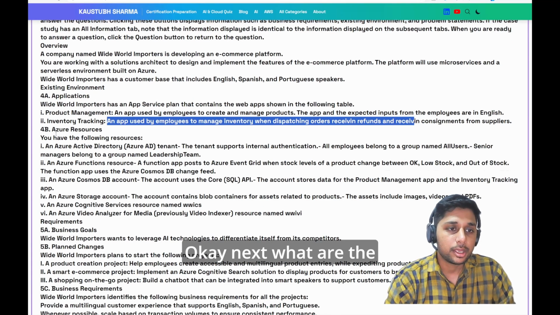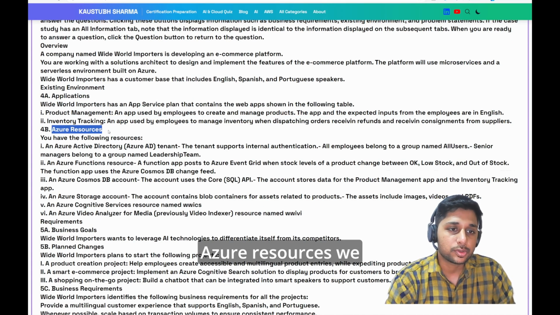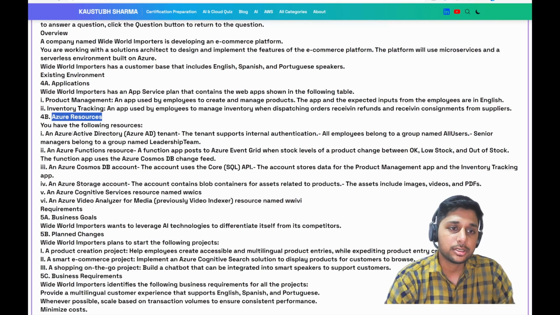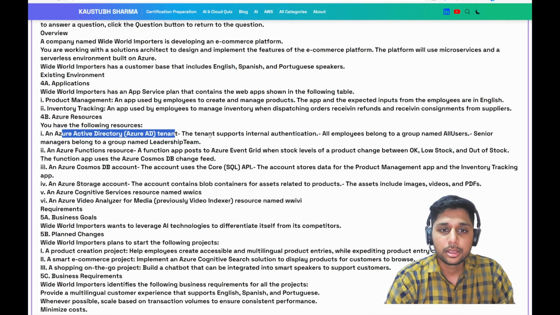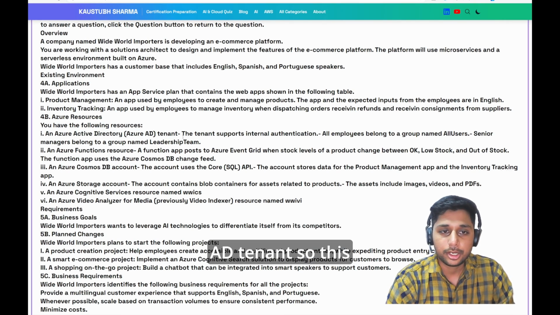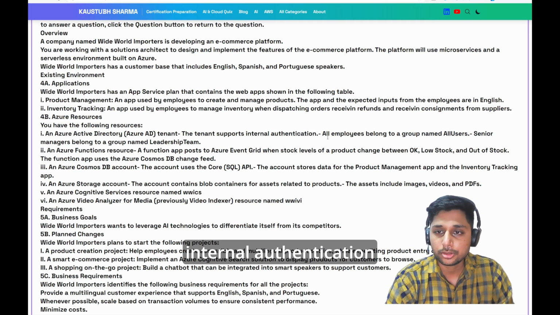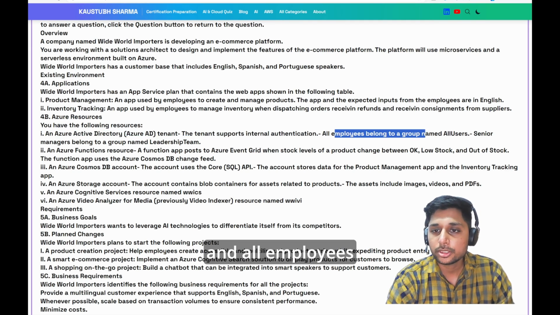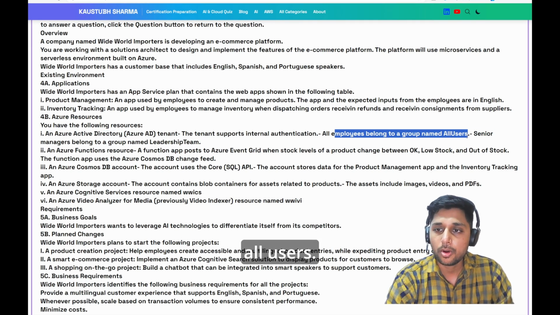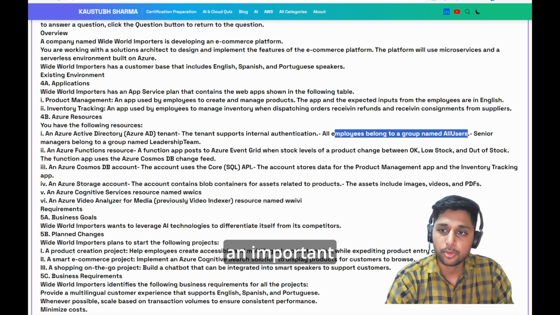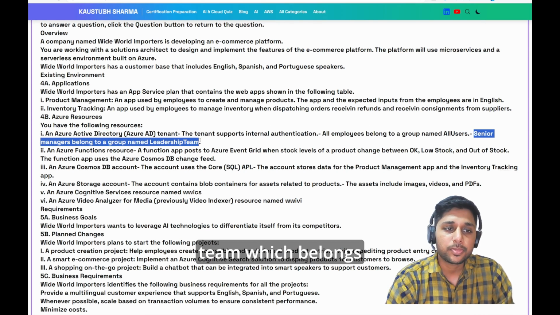Next, what are the Azure resources we are utilizing for our application? First is Azure AD. This Azure AD tenant supports internal authentication, and all employees belong to a group called all users. This is an important thing to remember. And there is a senior managers team which belongs to the group called leadership team.